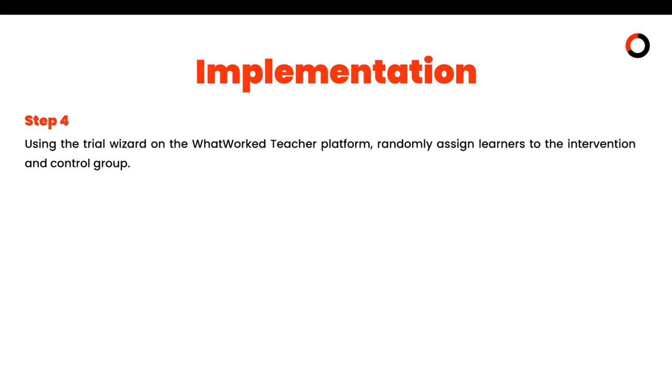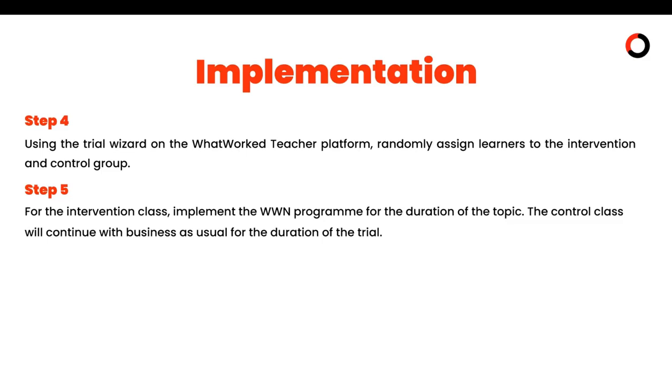Step 4. Using the trial wizard on the What Works Teachers platform, randomly assign learners to the intervention and the control group. Step 5. For the intervention class, implement the Winning with Numbers program for the duration of the topic. The control class will continue as business as usual for the duration of the trial.